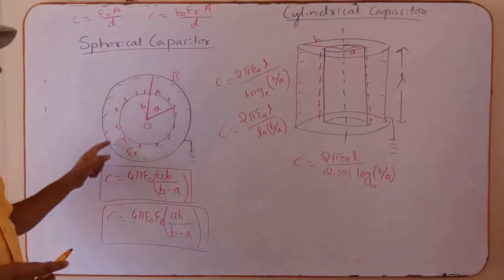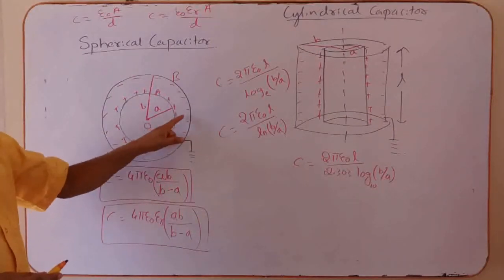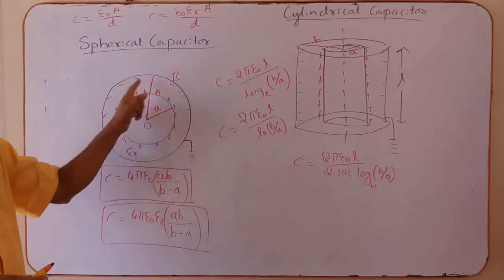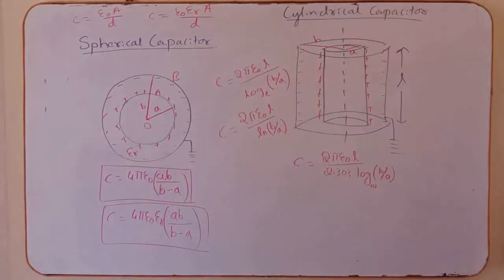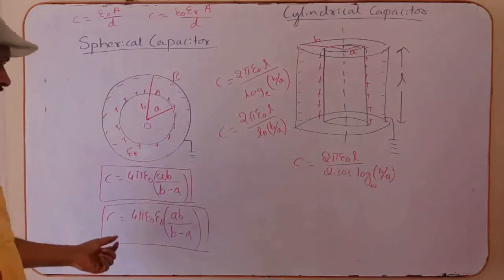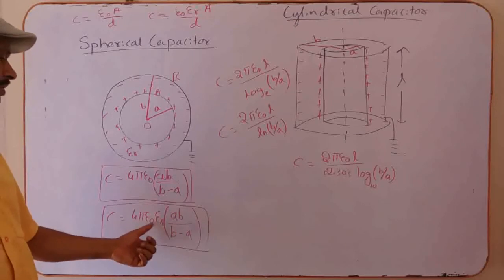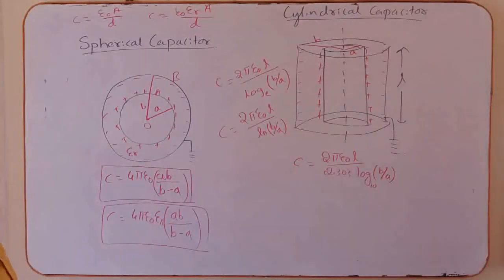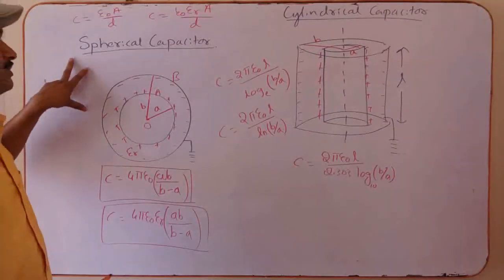When air is used between the two spherical conductors, in the radial space, the capacitance is as above. If the radial space is filled with a medium other than air, at that time C is equal to 4 pi epsilon naught into epsilon r AB by B minus A. This is for the spherical capacitor.